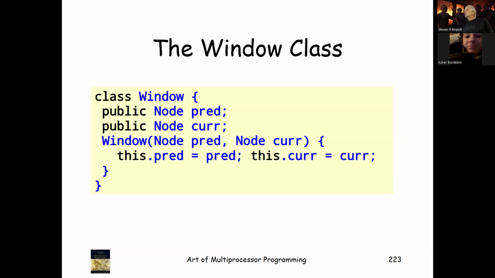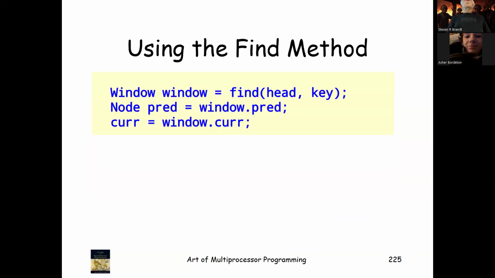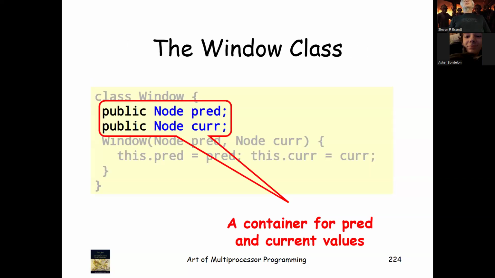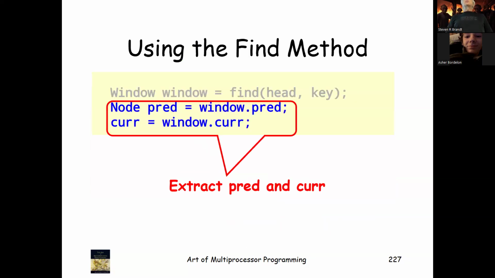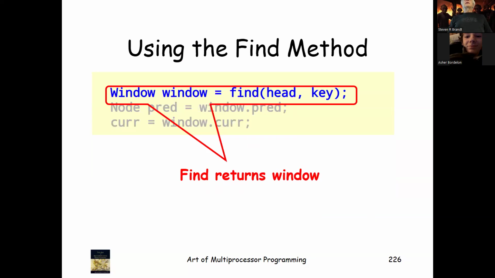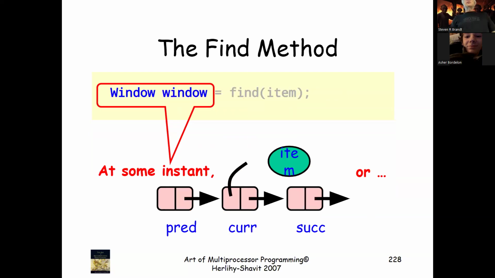So we're going to have this thing called the Window class. It's got a predecessor and a current, and it takes a predecessor and a current to instantiate it. So basically it's just a container for those two values. And then it's going to have a find method. You hand it a head and a key, and it's going to give you back the predecessor and the current. So, oh, geez, look at this.